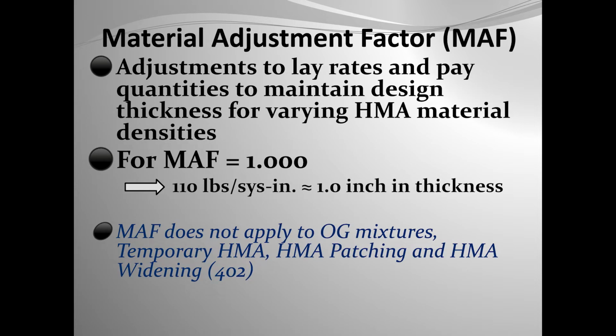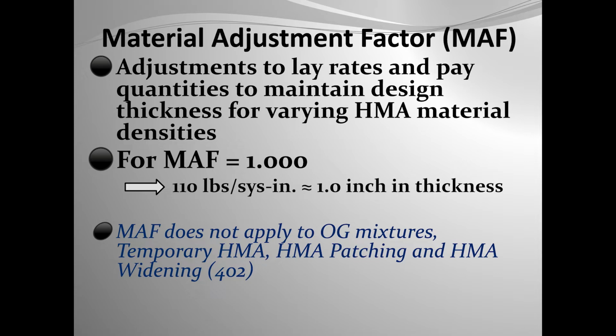All right, so an MAF is just what I just said. It's an adjustment to the lay rate and the pay quantity to maintain your design thickness for all of your varying asphalt material densities. So if you do have that MAF factor of 1.000, that is assuming you're within a range. Stay within that, INDOT will allow you to continue to use that number. They give you a little flexibility with how that weight varies, and that's based on having that 110 pounds per square yard per inch.